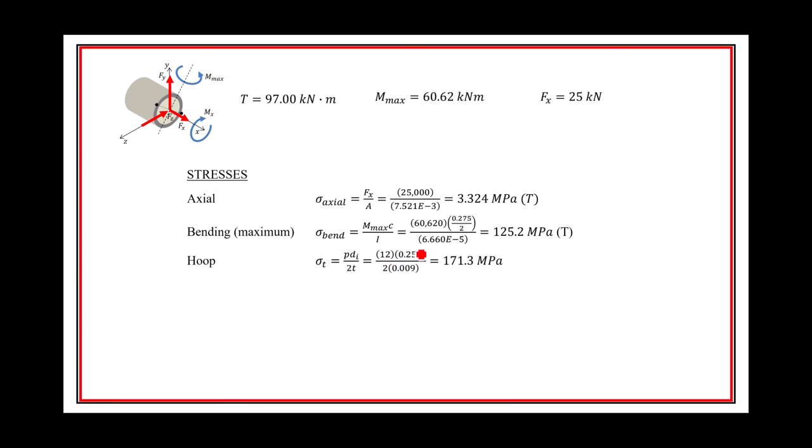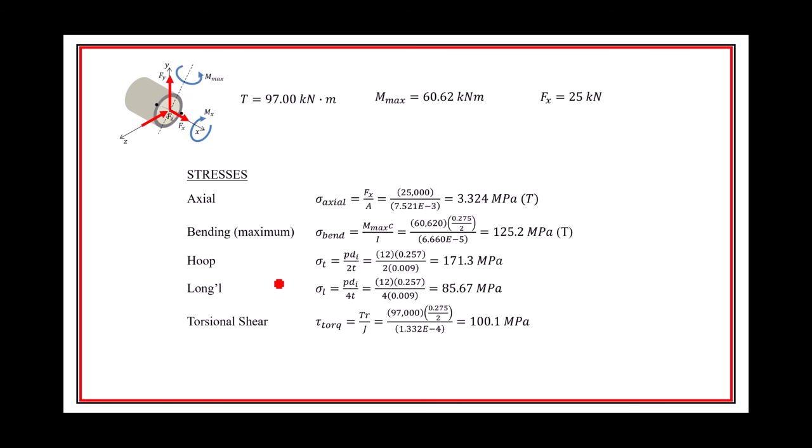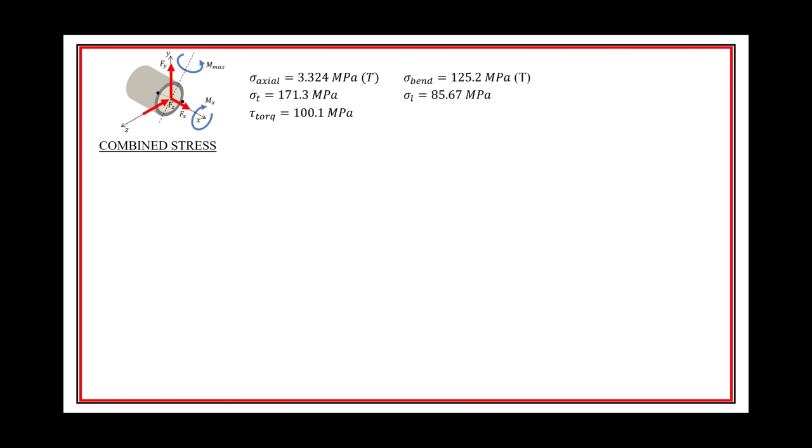But hoop. And once again, this is on the outside surface, so we don't use the one that's di plus t. And so we get this hoop stress, and then we get the longitudinal stress. Both of these are thin-walled. And then torsional shear. And we use that torque that we had in a moment up here before to get that. All right, so here's a summary of these stresses.